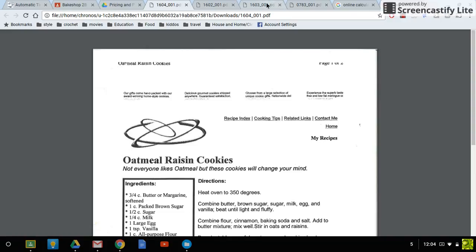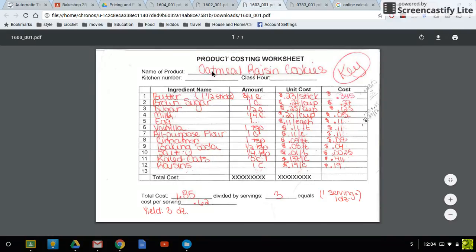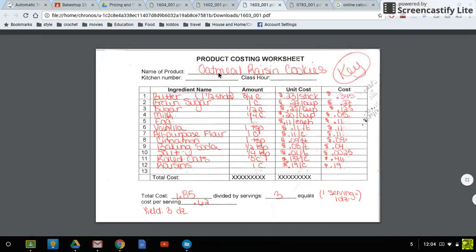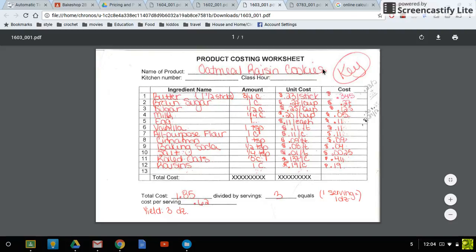Okay. So take this paper, and the very first thing I need you to do is write the title, oatmeal raisin cookies, because that's what we're going to do together. Don't worry about kitchen number and hour today. Now, we will be doing this several times throughout the semester, every time we pick a new sale item. So please make sure that you understand the concept. If you need to watch this video multiple times, you can. Also, I am just going to talk through the whole video. You will need to pause it to keep up, and I'll tell you when to pause.